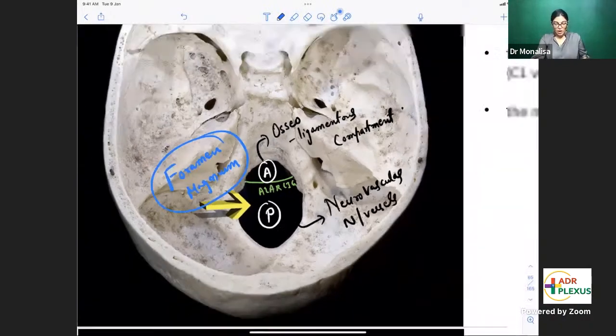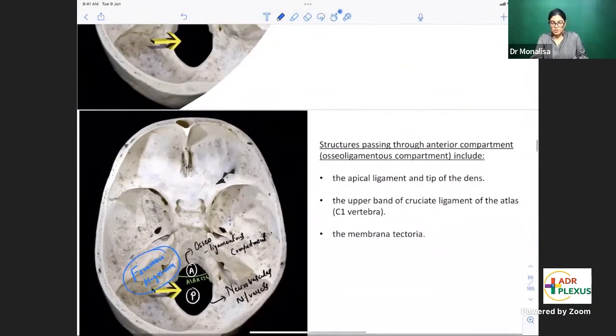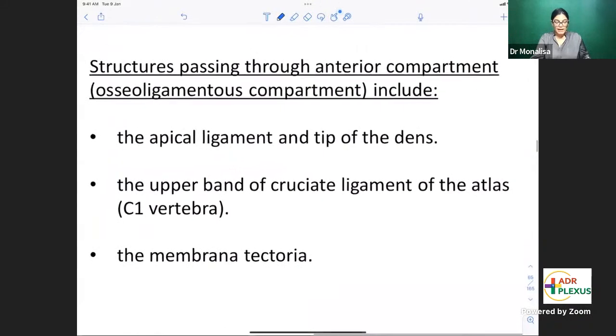Now, my dear aspirants, please learn by heart the important ligaments traversing through the osteoligamentous compartment, the anterior part of foramen magnum. Only ligaments, as I told you, are passing through this anterior part: the apical ligament of the tip of dens, the upper band of cruciate ligament of the atlas, and membrana tectoria.